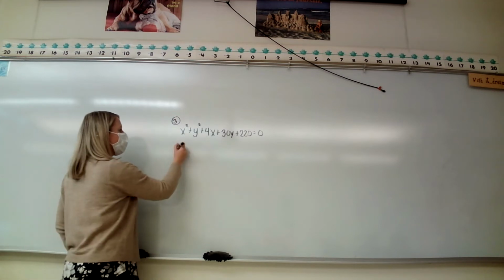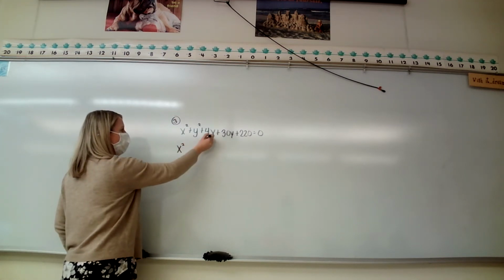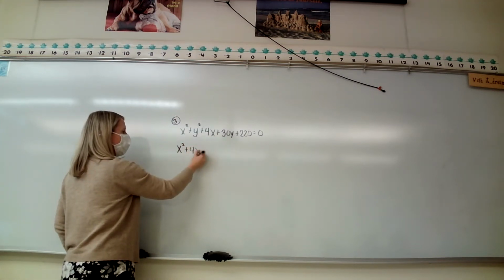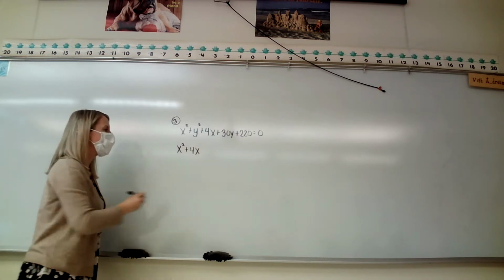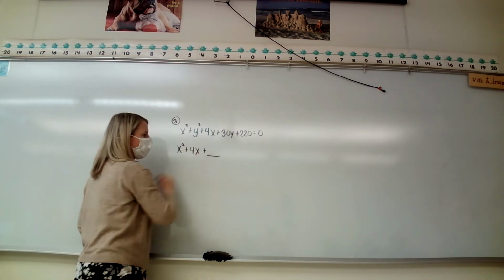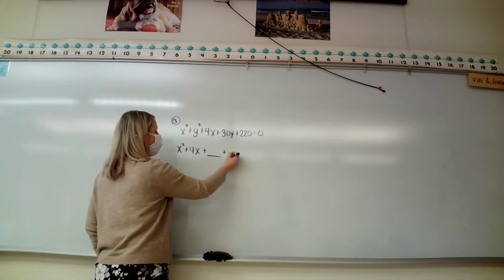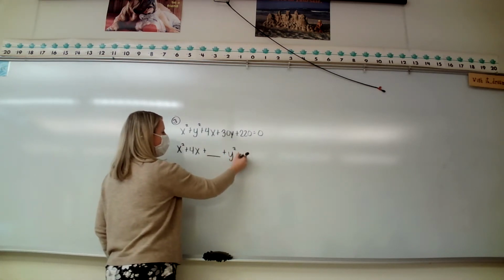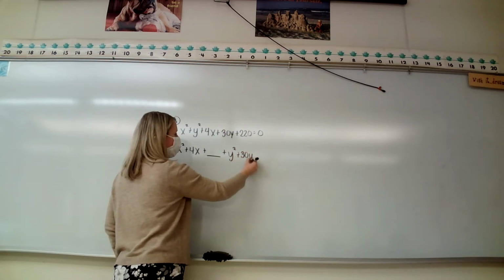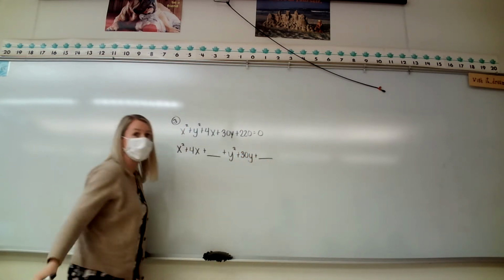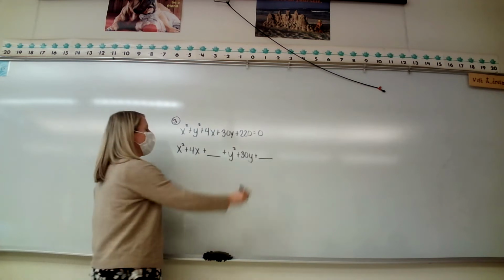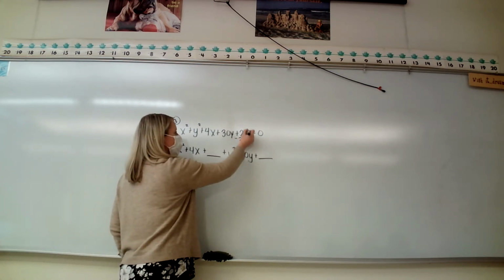So we're going to have x squared. I want my x term next to it. And I'm going to add a blank. So I'm going to complete the square with that trinomial. And then I'm going to have my y squared term with the y next to it. And I'm going to add a blank because I'm going to do completing the square again. And then my constant, I'm going to move over to the right side.